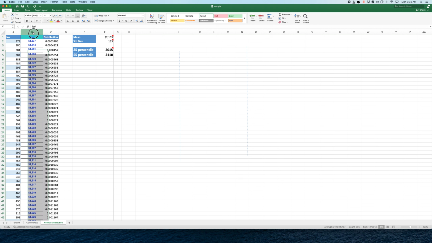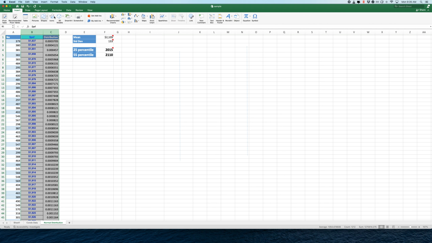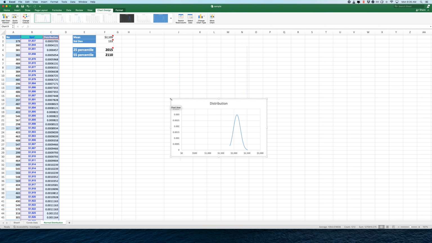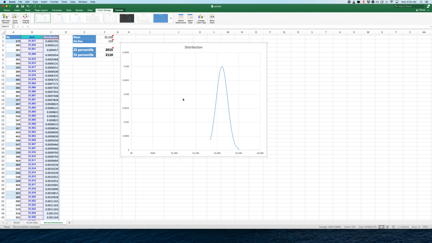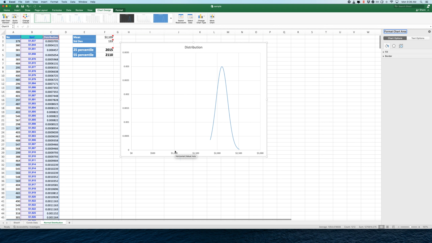So I'm just going to plot the B and C columns. Again, I highlight these two, B and C columns. I go to insert, do a scatter plot, and my graph appears. So this is how skewed it is. You can see roughly the price is from maybe 1,800 per square foot to close to 2,513 per square foot. So what I'm going to do is highlight this axis.